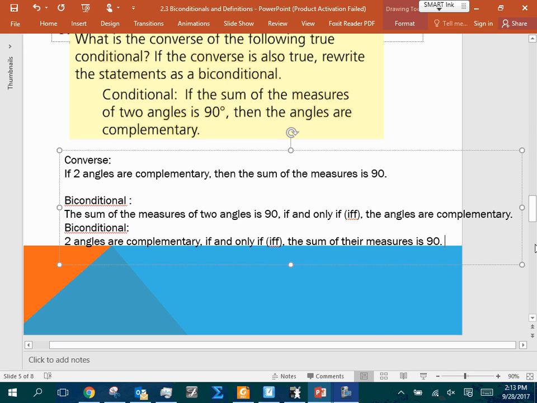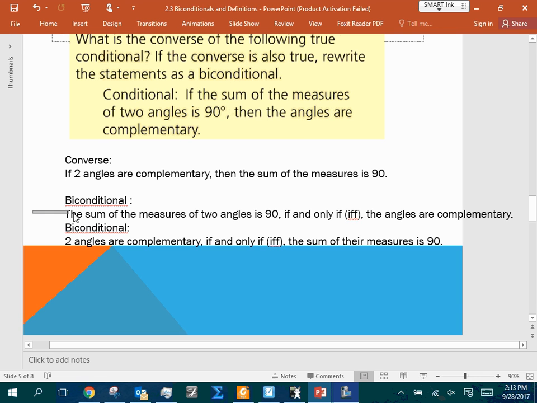That makes sense? Okay. But the reason I want you guys to understand this is because when we go throughout other math courses, when I read something like this first one, the sum of the measures of two angles is 90 if and only if the angles are complementary, that tells me two things. And I want to make sure that we don't read that and think it only tells me one thing. I see the words if and then, it tells me one thing. I see the words if and only if, it tells me two things. So this whole discussion is about how we read particular statements.